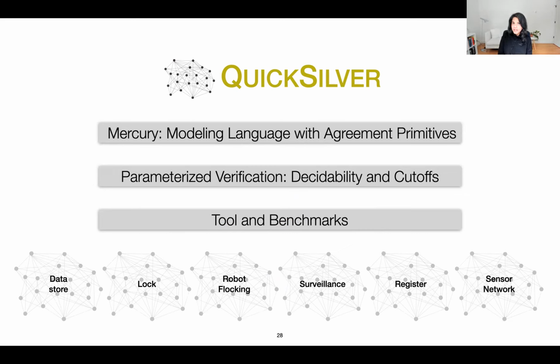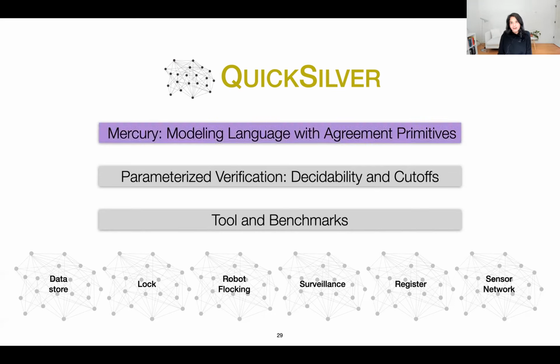We have a modeling language, Mercury, which has inbuilt primitives to abstract agreement protocols. We have decidability and cutoff results for parametrized verification. And then we have a nice tool that's also called Quicksilver that we have evaluated on a bunch of interesting distributed services, such as the ones shown on the slide, like distributed data store, distributed log, there's a robot flocking problem we have dealt with, and so on and so forth. Okay, there are many more.